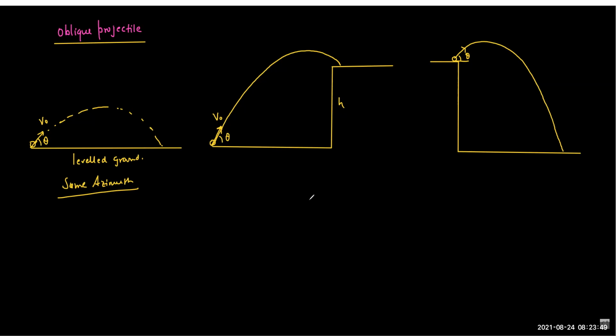So what is oblique projectile is obvious. In this case, you throw at an angle with the horizontal. Okay, so let's go to the derivation part. Now every projectile will have some very regular derivations, and these derivations are well known.